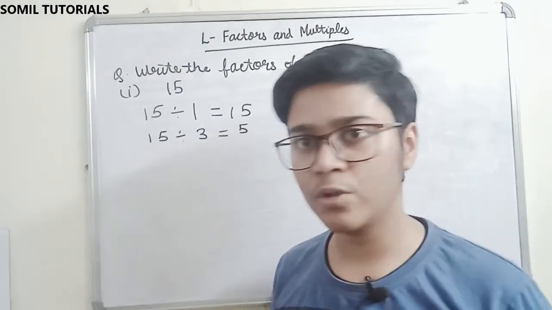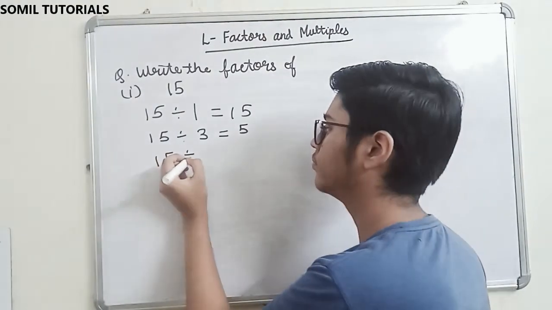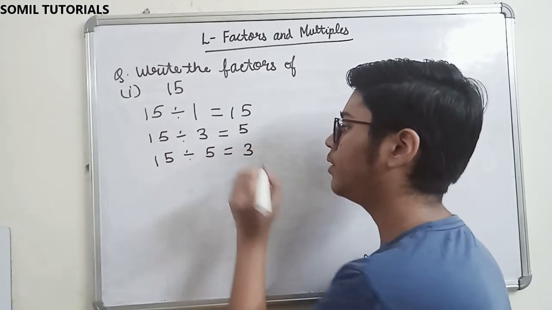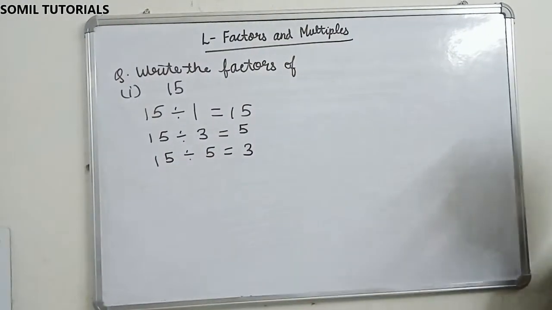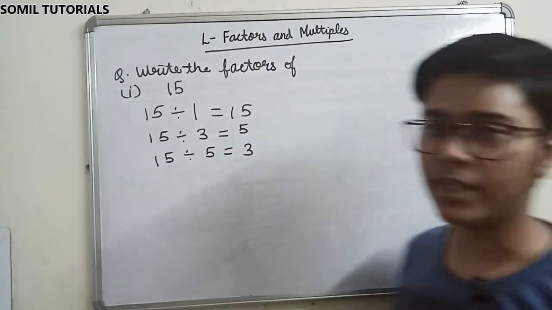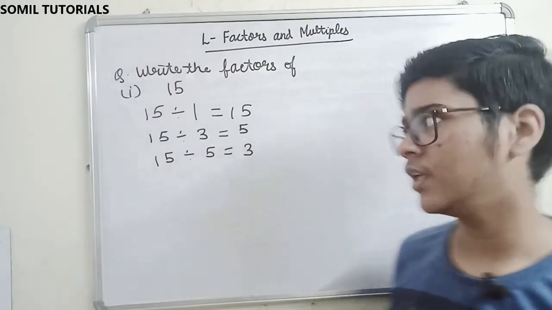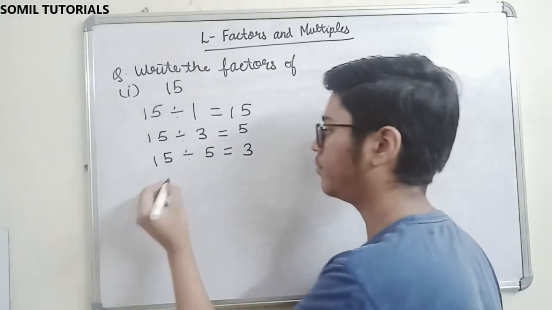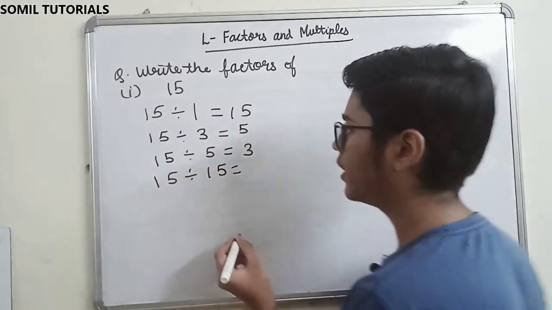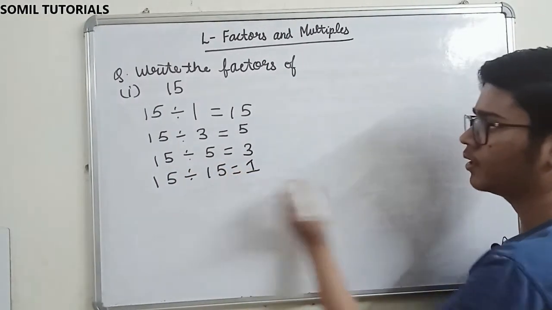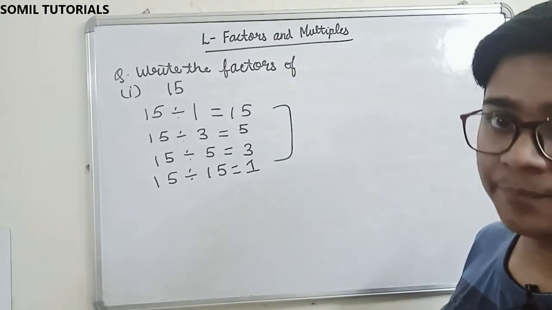Let us move to 4. 4 never comes. 15 divided by 5, quotient 3, remainder 0. Let us move to the 6 table. In the 6 table 15 doesn't come. 7 also, 8 also, 9, 10, 11, 12, 13, 14, 15 never comes. Okay, 15 divided by 15, we are getting result 1. So these all 4 numbers are the factors of 15.